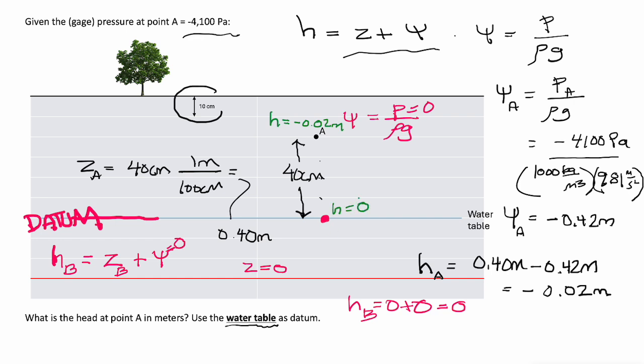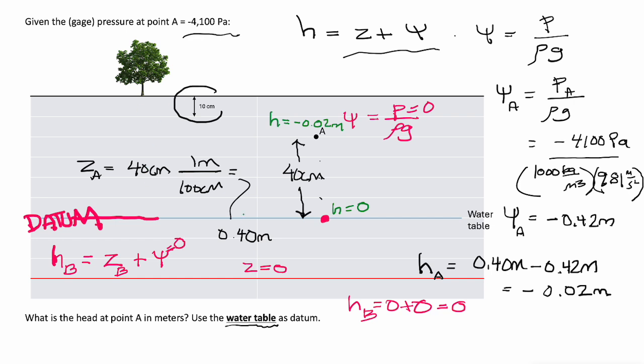We didn't even really need to calculate it. If we define the datum as the water table, then we basically can write it down as 0. Now, however, we can't define the datum as the water table for the purpose of calculating the head at the water table, and then define the datum as something else for the purpose of calculating the head at A, for example, right? So if we're going to use the water table as datum to calculate the head at the water table, we have to use the water table as datum to calculate everything else, which we've done here, right? We calculated a head of negative 0.02 meters at point A using the water table as datum.